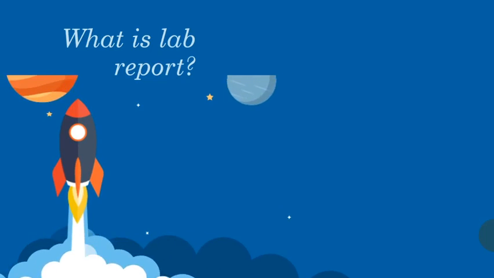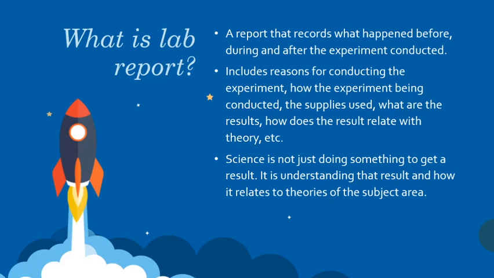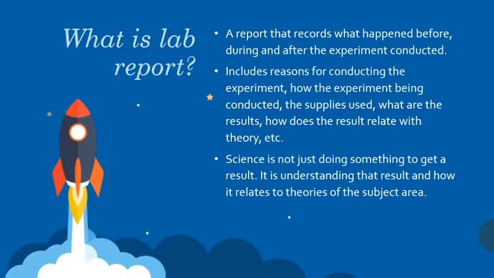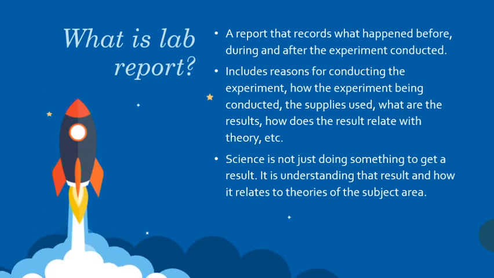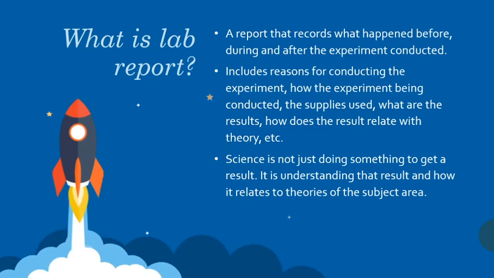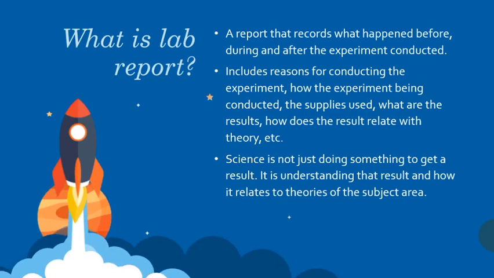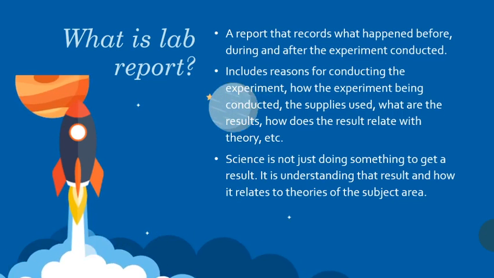Now first, you need to know what exactly is a lab report. So a lab report is actually a report that records what happened before, during or after the experiment was conducted. So inside the lab report, it must include reasons for you to conduct the experiment, how the experiment was conducted, what are the apparatus and supplies that are used, how the results go, and how the results relate with theory, etc.